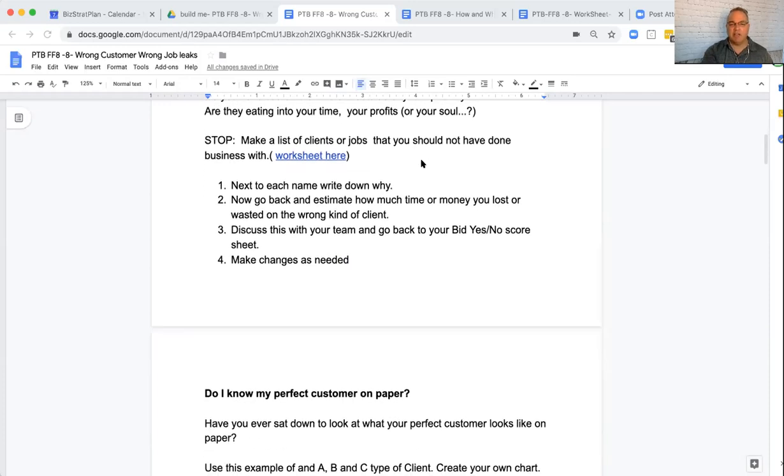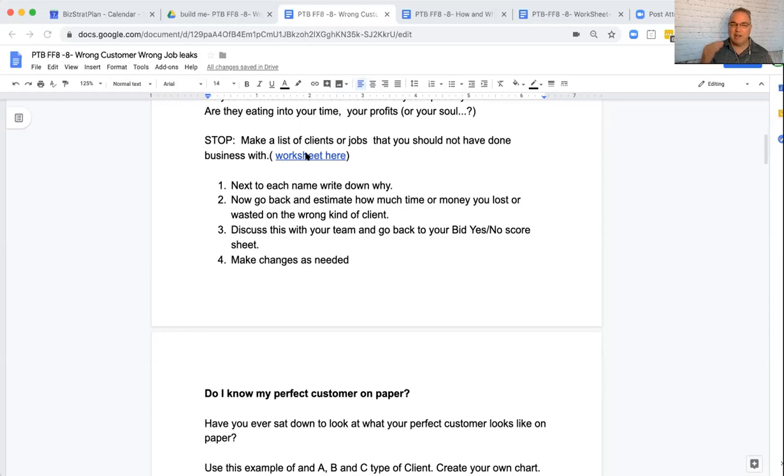Make a list of clients or jobs that you should not have done business with. Now you see a hyperlink here. In the real world, not during this recording, you can click that and go to the worksheet. What we're going to do today is I'm going to go to the worksheet last. It'll be the last document I share with you. So you'll see what I mean, and we'll walk through the example. But while you have this, you can go ahead and click on that. It doesn't work on the paper version. You knew that, right? But make a list of the clients or jobs you should not have done business with.